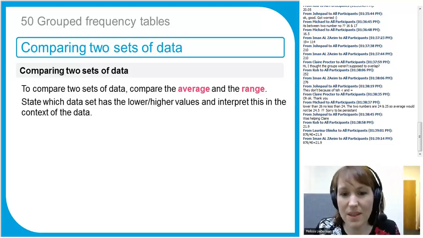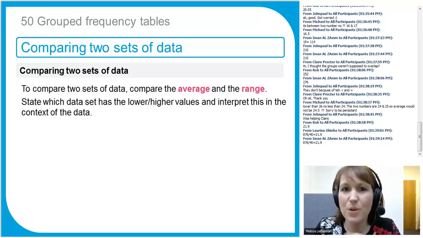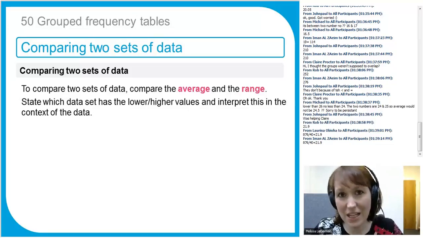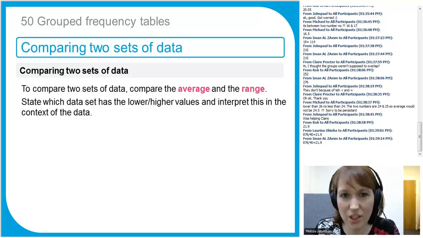So remember, these are 2 different things. Average is a single number that is typical of the group of data, and the range is how spread out it is, or how consistent it is. So if it's a very big range, it's less consistent. If it's a very small range, it's more consistent. So that's what range is telling us. It's a measure of spread.